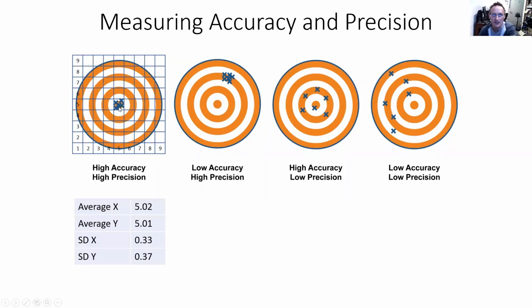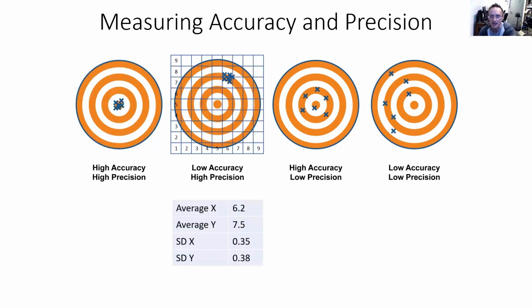We could also measure the standard deviation, which is first year stats: it's the average distance of all of these blue crosses from their average. Again, that's very low. So we can say that this data is both accurate and precise, not just by looking at it, but by quantifying it. We can put numbers onto those accuracy and precision levels.